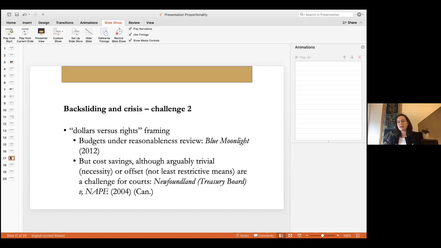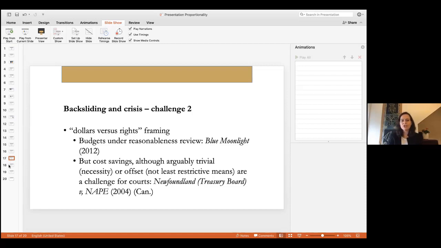There is an idea that through proportionality analysis, if the government's trying to save costs, the court might decide, well, that wasn't necessary because you could have offset those costs somewhere else, or that wasn't the least restrictive means that you undertook because you could have done it differently. But courts are very uncomfortable making that kind of determination. I think it really puts their necks out on the block. They often lack the political capital to make those kinds of calls on budgetary determinations.